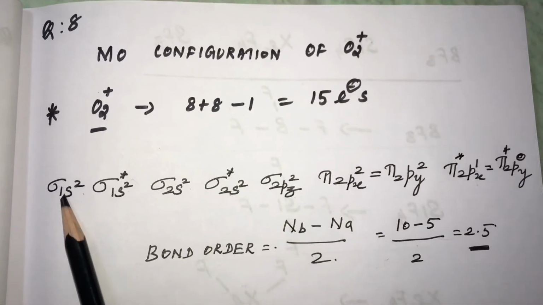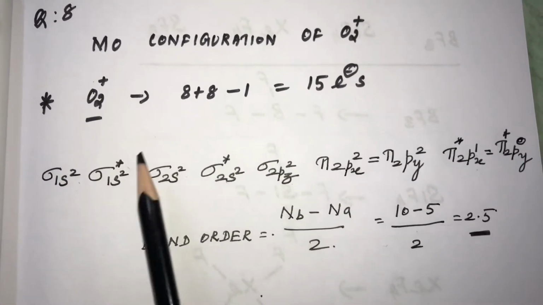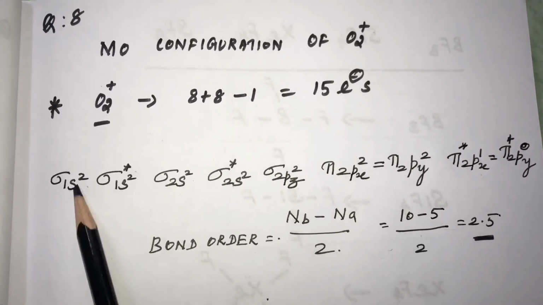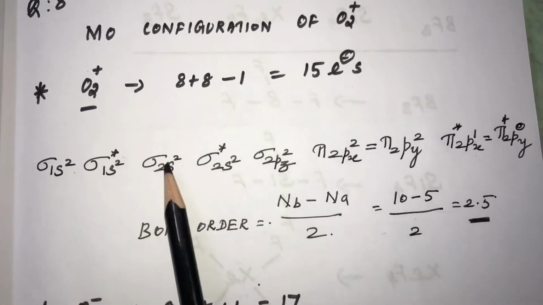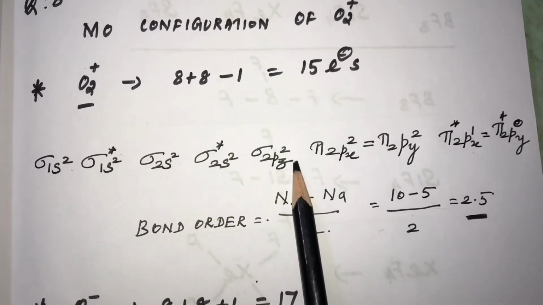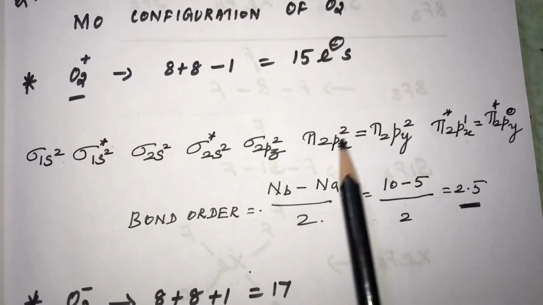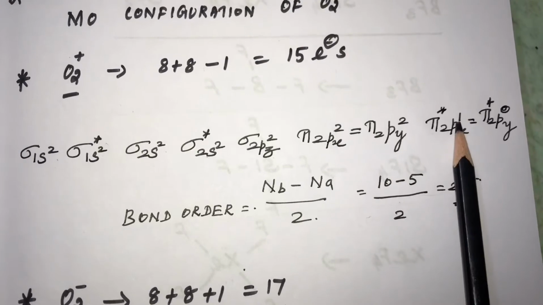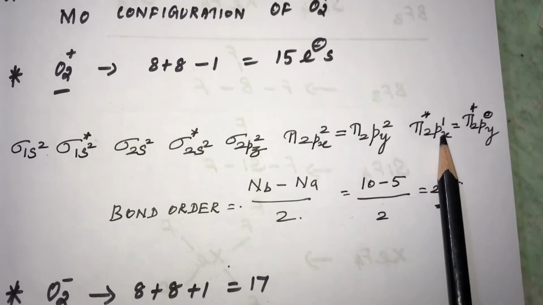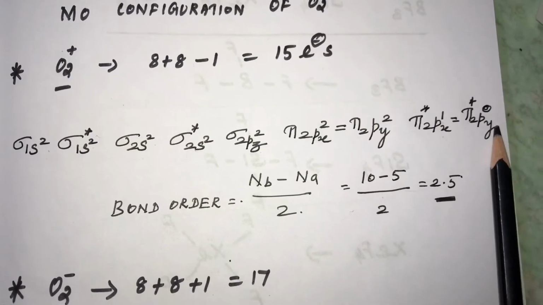Here these are all bonding molecular orbitals. The starred one is antibonding molecular orbital. So for 15 electrons: sigma 1s2, sigma star 1s2, sigma 2s2, sigma star 2s2, sigma 2pz2, pi 2px and pi 2py, both are equal, occupy 2 electrons each, and up to this 14 completed. Here the remaining 1 electron goes to pi star 2px1. There is no electron in pi star 2py.